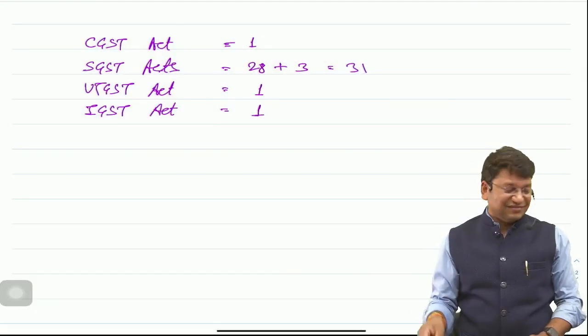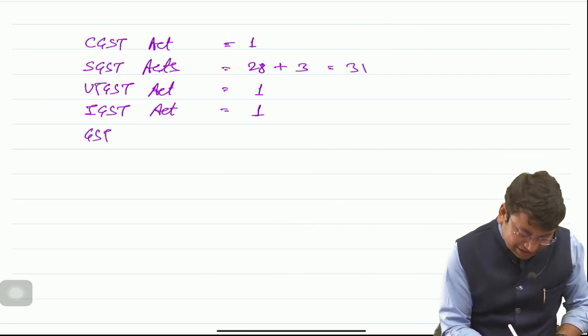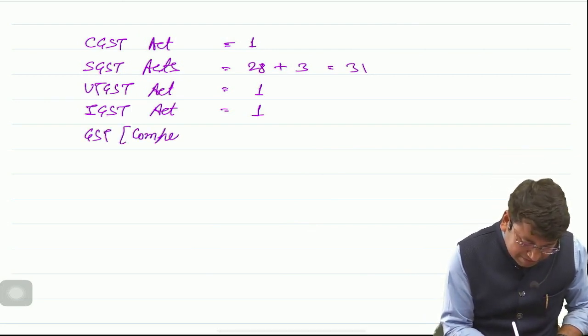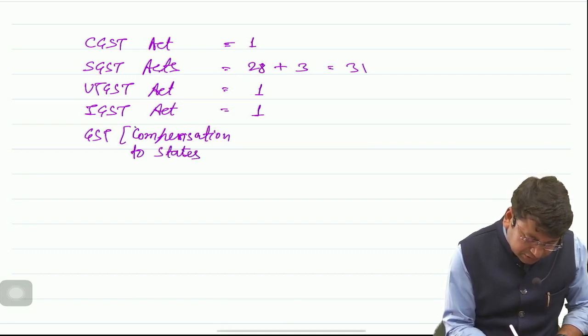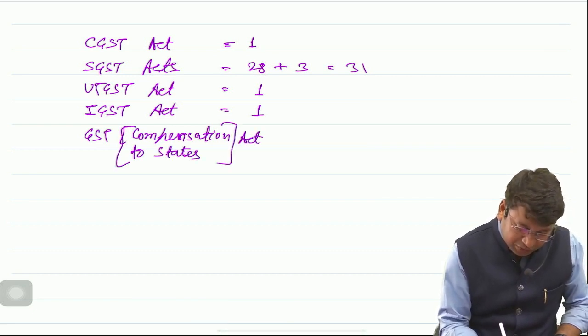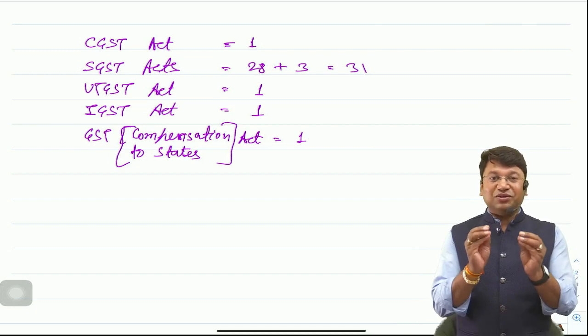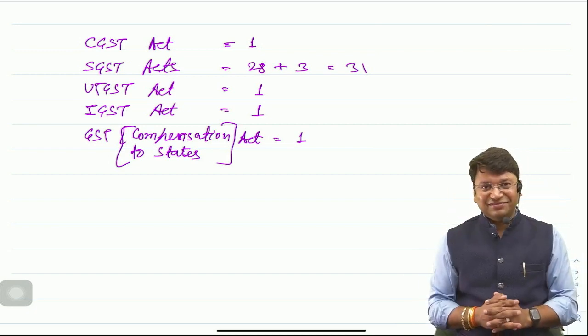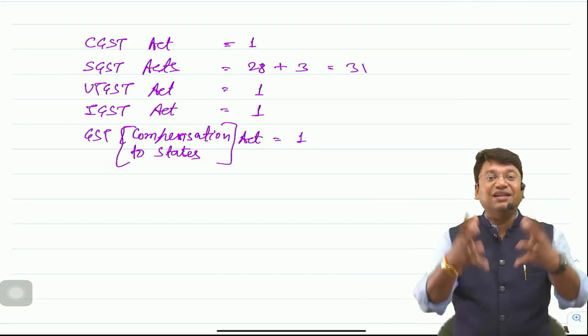So central government framed another act which is called, sir, GST Compensation to States Act. You might have heard its name. GST Compensation to States Act, which is called GST Compensation Cess. Government charged additional tax which is named as GST Compensation Cess on motor vehicles.